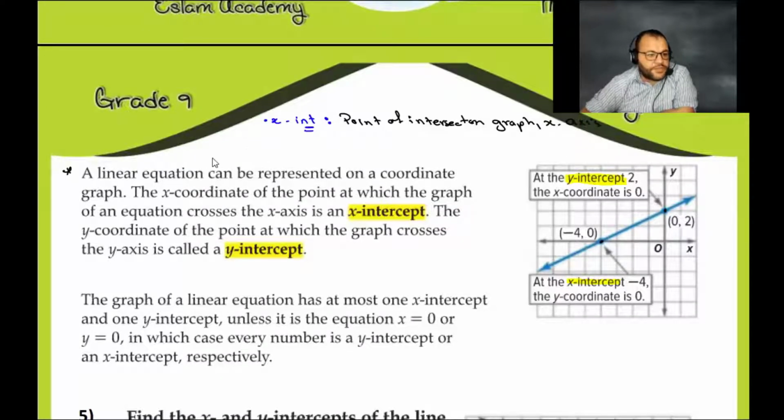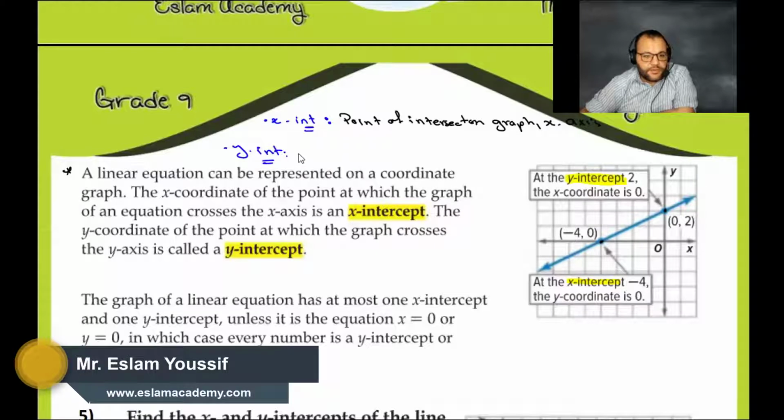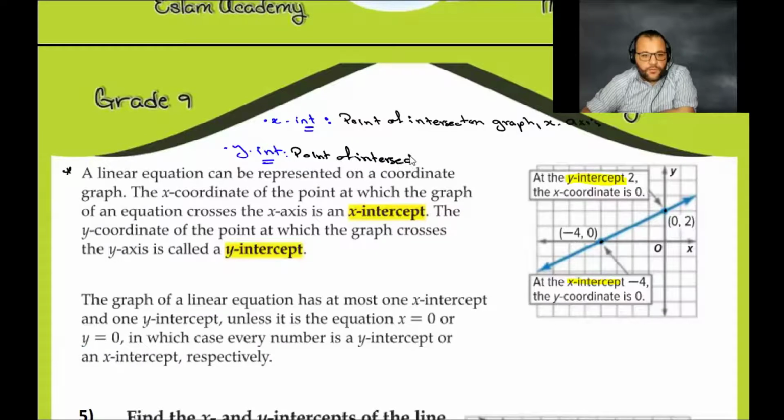What is the meaning of the y-intercept? It is the point of intersection between the graph and the y-axis. So, for the first one, does the x-intercept lie on the x-axis or the y-axis? The x-intercept is a point of intersection between the line, or the graph, and the x-axis. It means this point must lie on the x-axis.